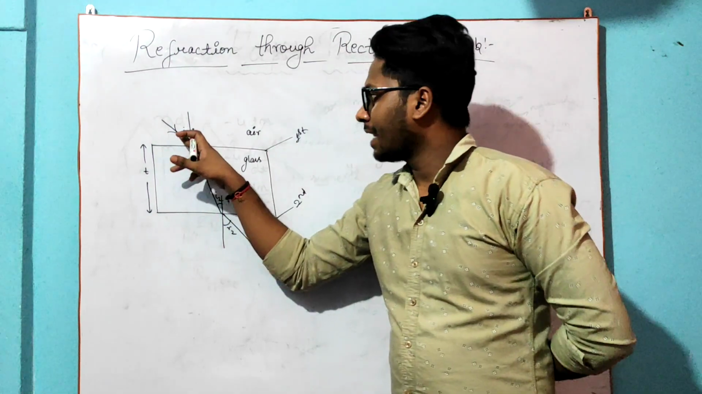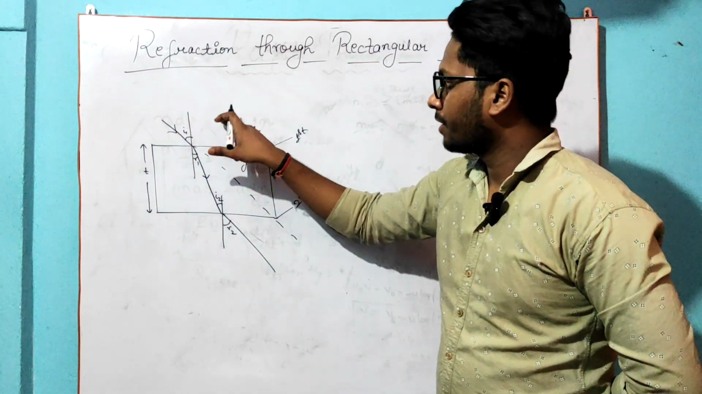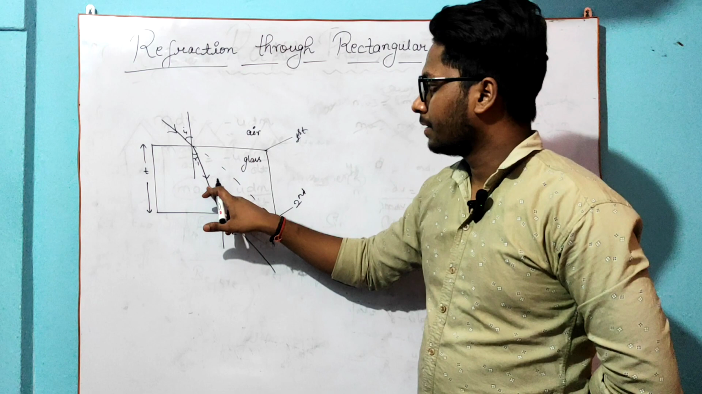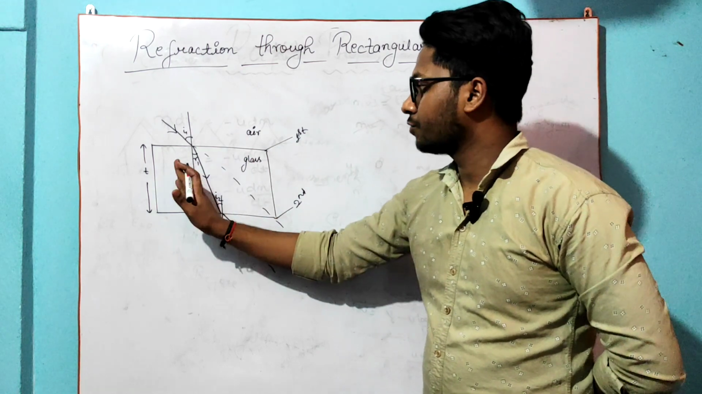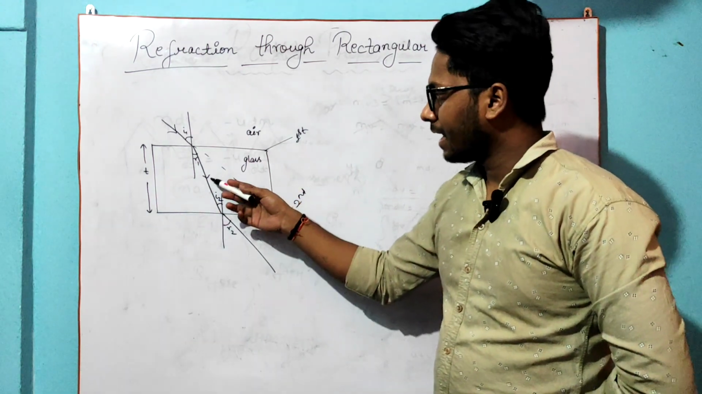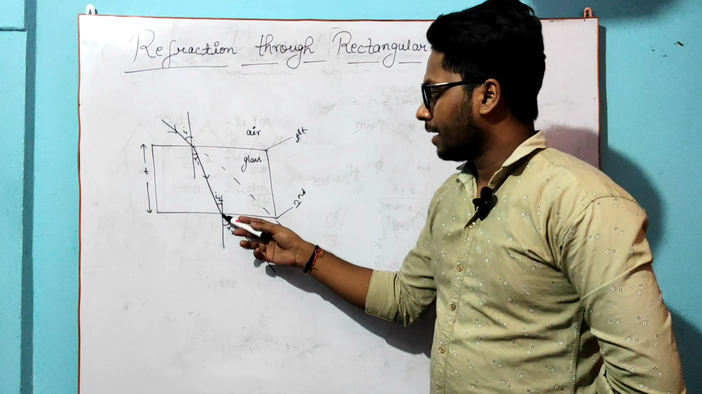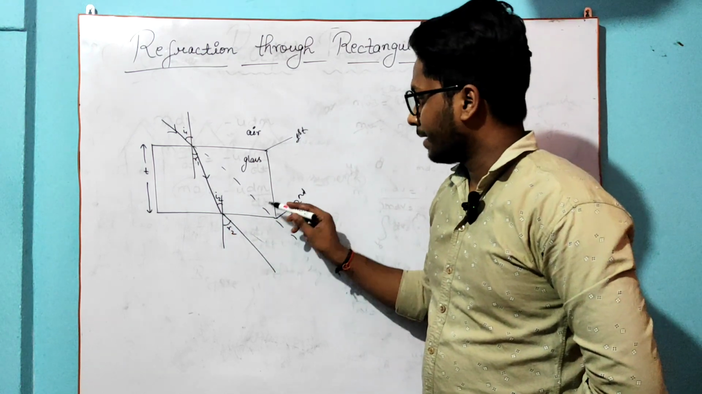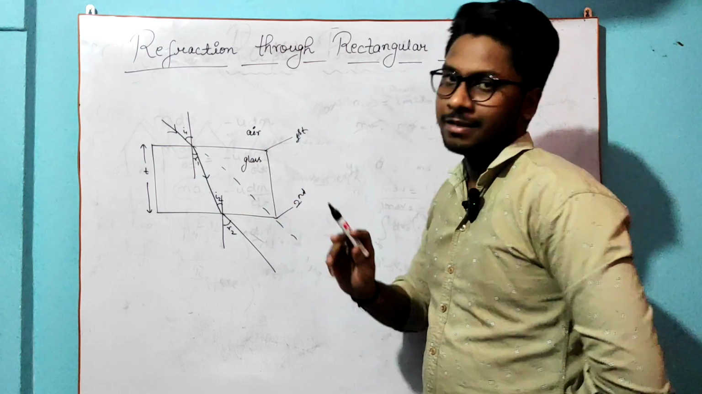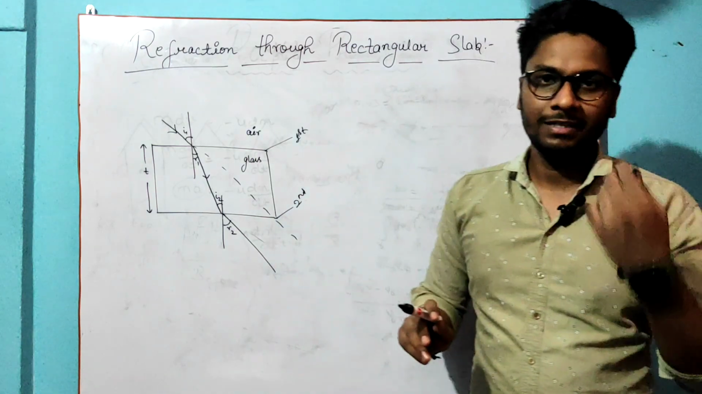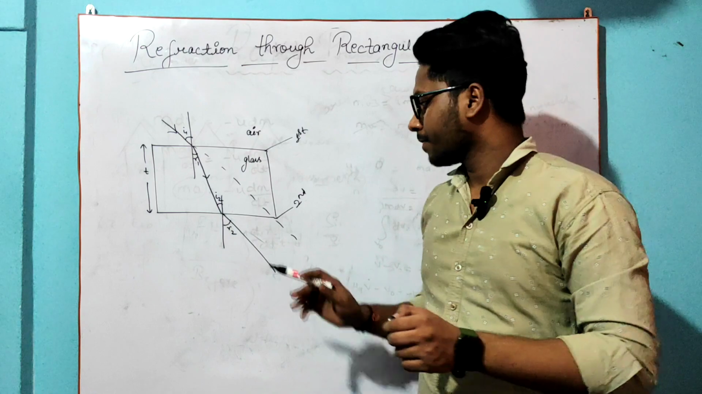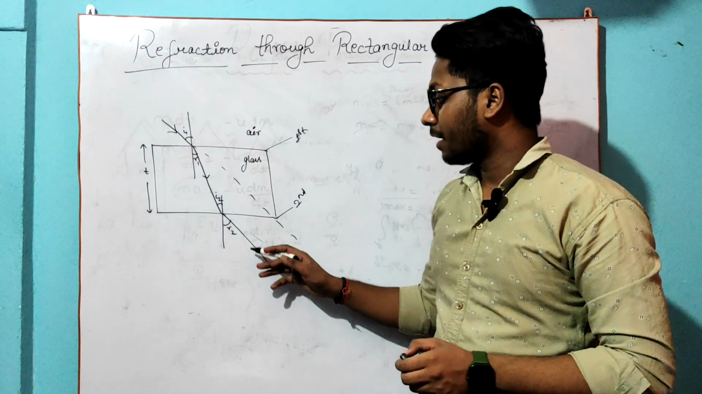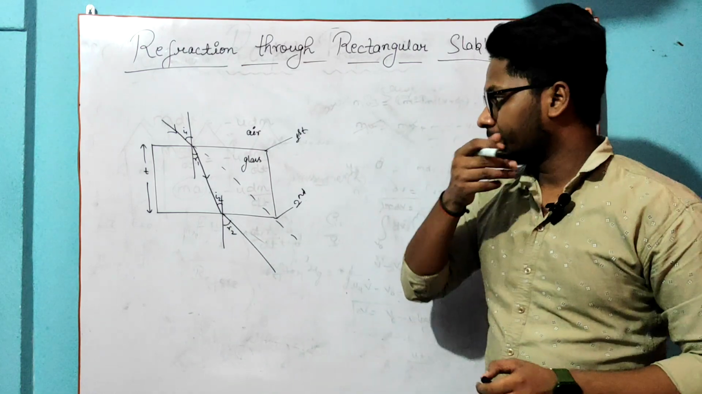As light travels from a rarer medium to a denser medium, the refracted ray bends toward the normal. Now as the light further propagates and faces the second interface, this time this is a denser medium and this is the rarer medium. So the light has to travel from a denser medium to the rarer medium, so the light gets refracted away from the normal.